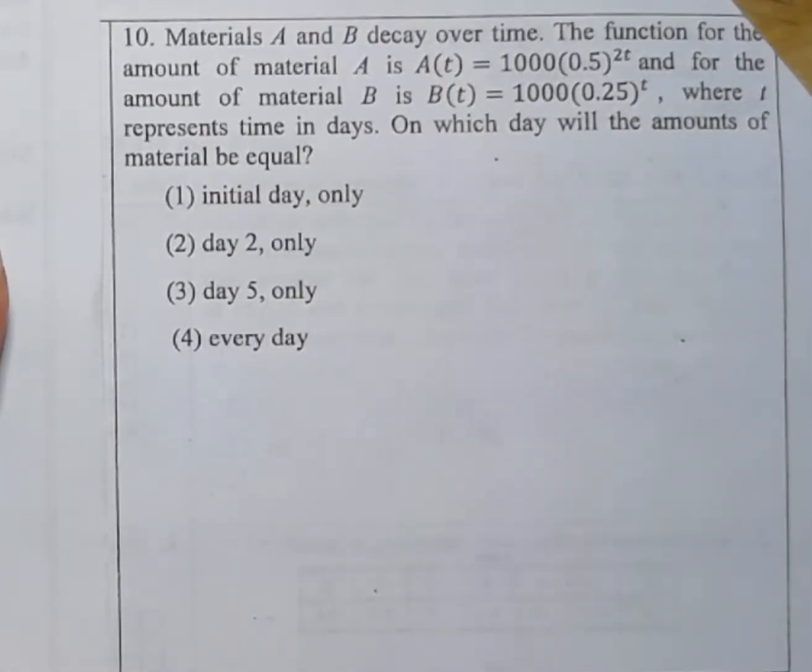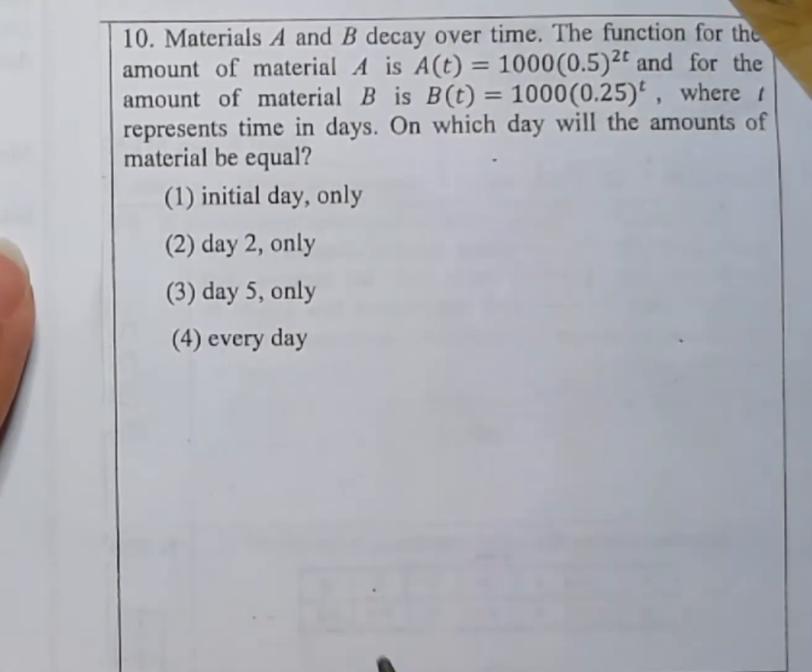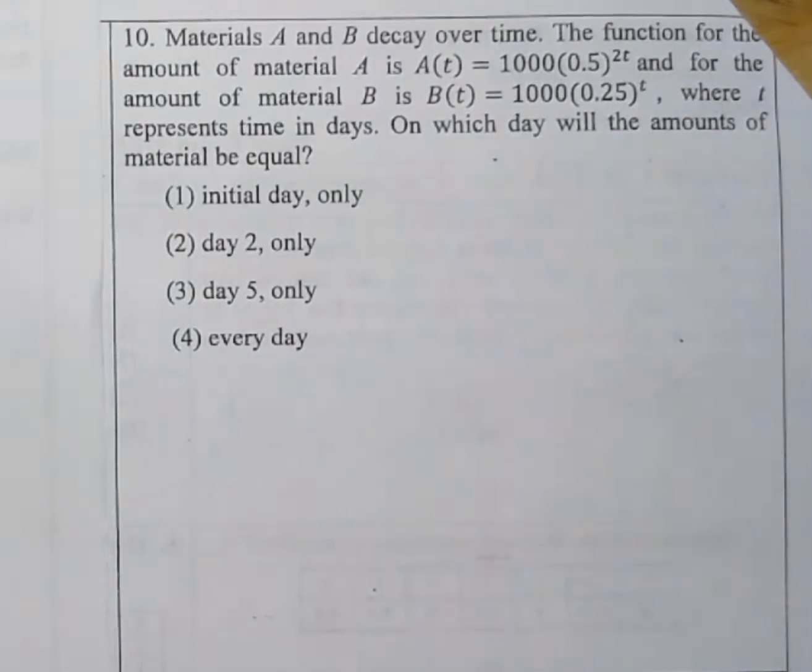We're looking at question 10 from the final exam. Materials A and B decay over time. The function for the amount of material A is A of t equals 1000 times 0.5 raised to the power of 2t. And for the amount of material B is B of t equals 1000 times 0.25 raised to the power of t, where t represents time in days. On which day will the amounts of materials be equal?